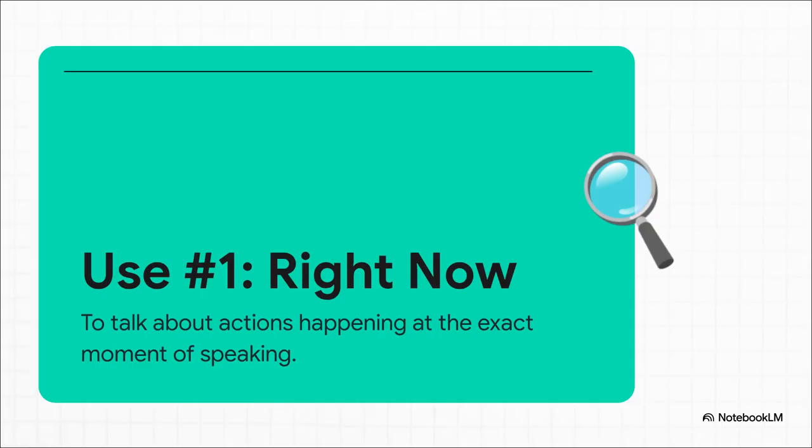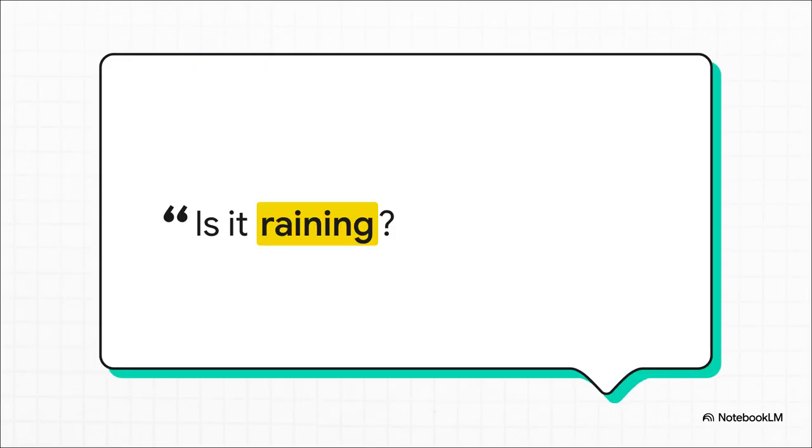So, let's start with number 1. This is the big one, the one you'll use all the time. We're talking about things that are happening right now, as in this very second. If you're doing it while you're speaking, or you can literally see it happening, this is the tense you want. Little words like now and at the moment are your biggest clues here. And this is a perfect example, right? You would ask this as you're looking out the window, wondering what's happening outside this very second. Is it raining now? The action is immediate.